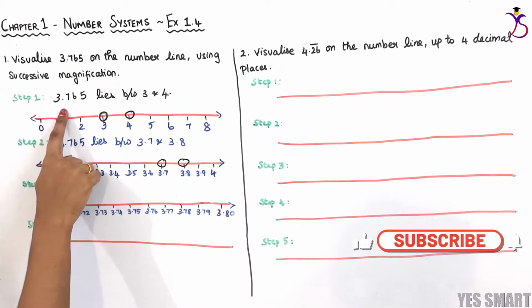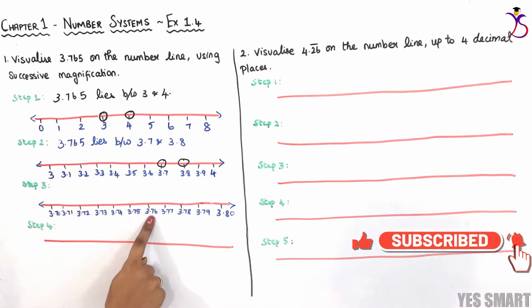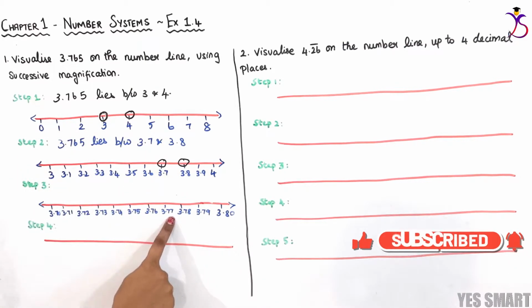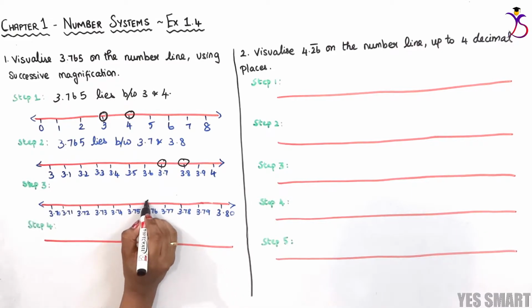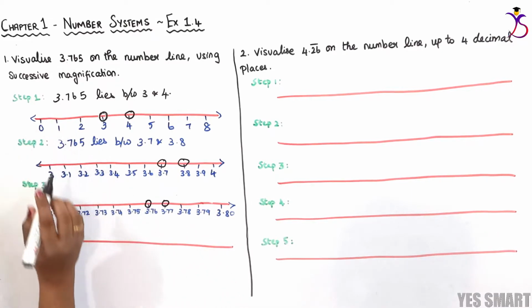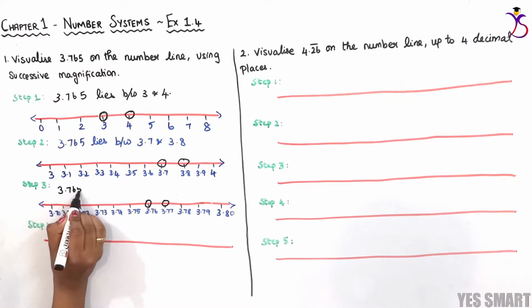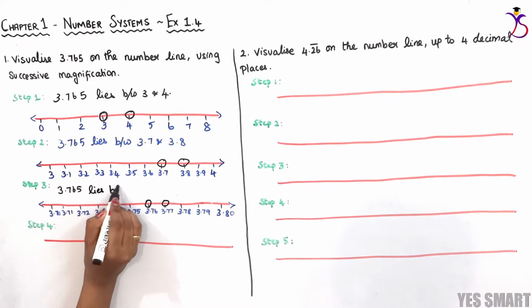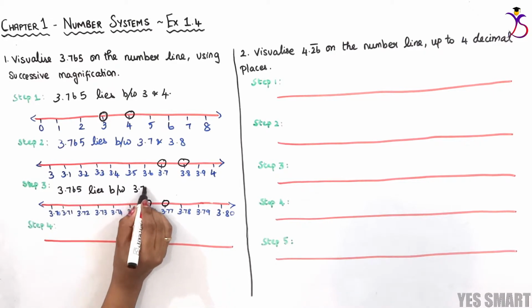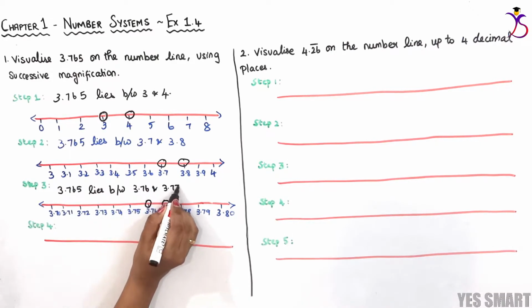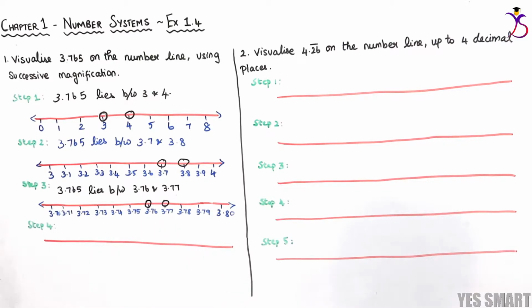Now let's focus on the question. 3.765 is greater than 3.76, less than 3.77. So the given value lies between 3.76 and 3.77. 3.765 lies between 3.76 and 3.77. So in the last step, we are going to magnify 3.76 and 3.77. Let's start with 3.76 and we will write till 3.77. So the numbers will be with 3 decimal places.